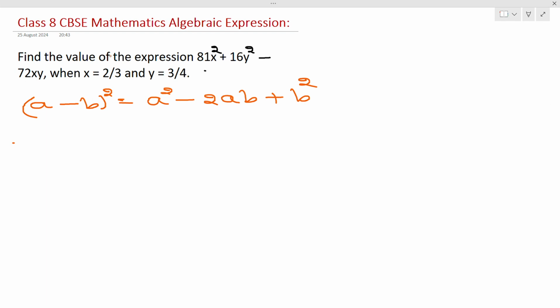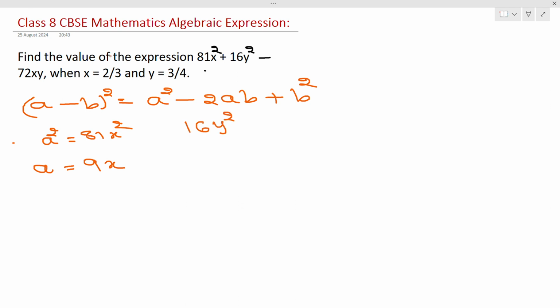The question is, find the value of the expression 81x² + 16y² - 72xy when x is 2 by 3 and y is 3 by 4. For this, we can relate this question with (a - b)² as a² - 2ab + b², where in place of a², I can see 81x², which means applying the square root, a is 9x. In place of b², I can see 16y².